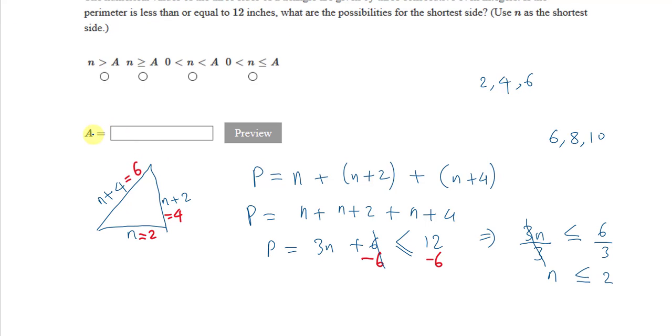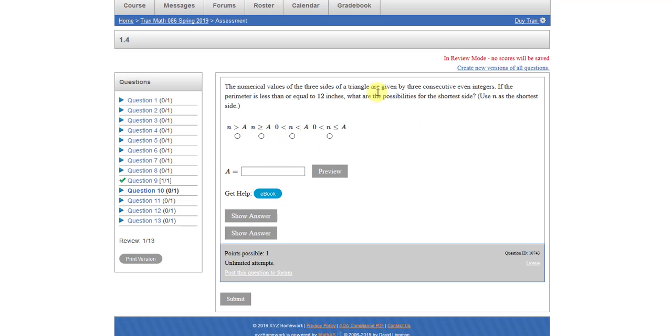Now that means the A is the... Okay, let me go back to the question. What's the A again? The numerical value of the 3 side is less than 12. What are possible? Okay.